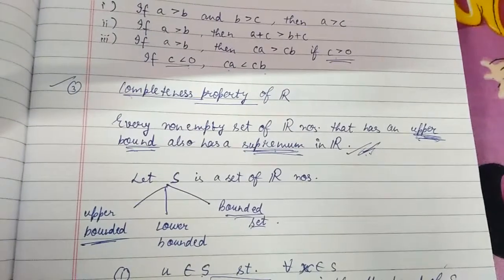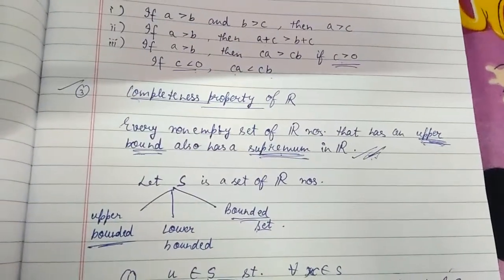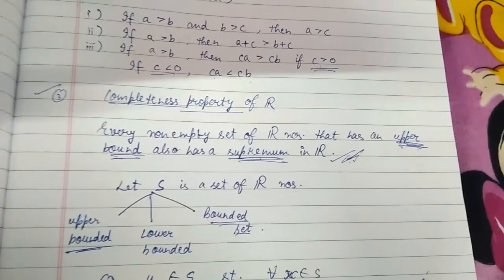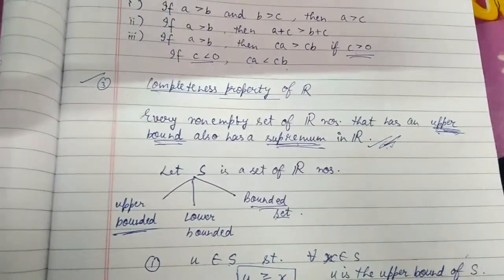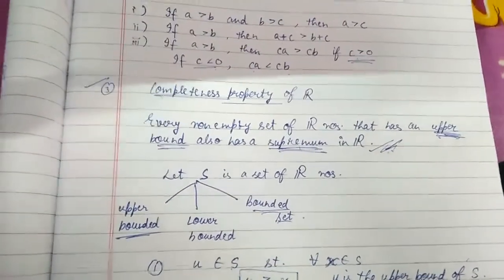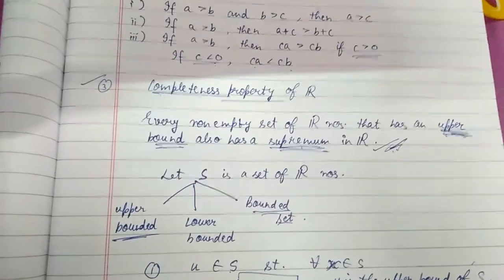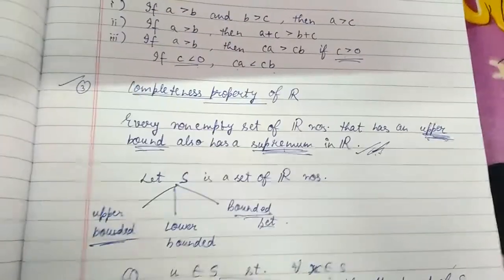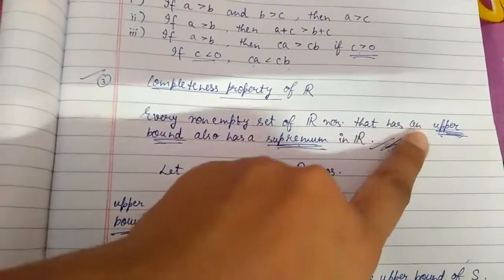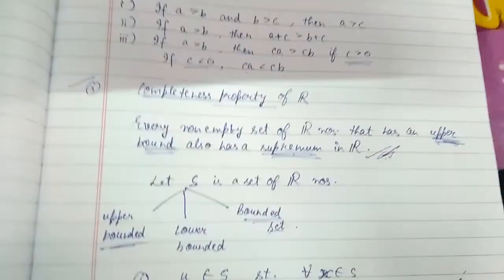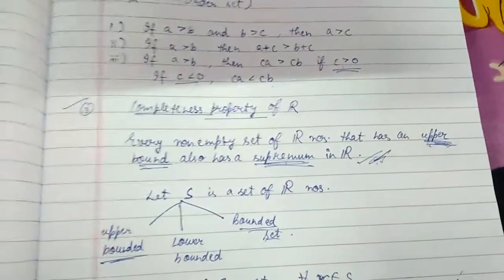The completeness property of R states that every non-empty set of real numbers that has an upper bound has a supremum in R. I know you guys might be finding some trouble in understanding this third property because you are not able to understand terms like the upper bound or the supremum. So let me first explain what these terms mean.